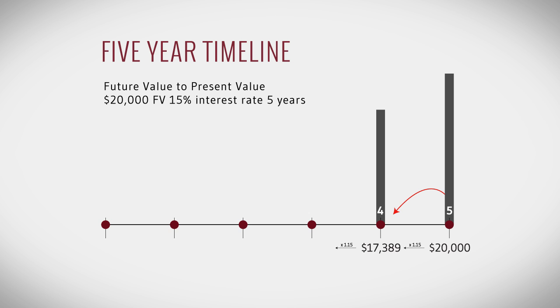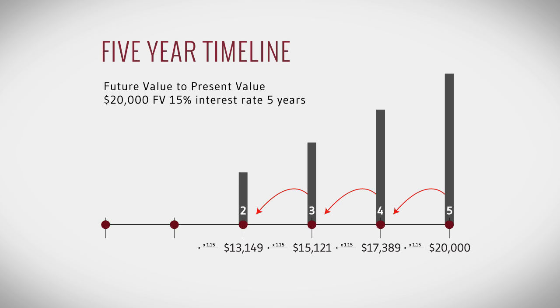If we divide by 1.15 again, we get a year 3 value of $15,121. If we divide by 1.15 again, we get a year 2 value of $13,149. If we divide by 1.15 again, we get a year 1 value of $11,434. And if we divide by 1.15 a final time, we get $9,944. So again, the present value of $20,000 received in 5 years at a 15% interest rate is $9,944 today. That's what it's worth to us today.